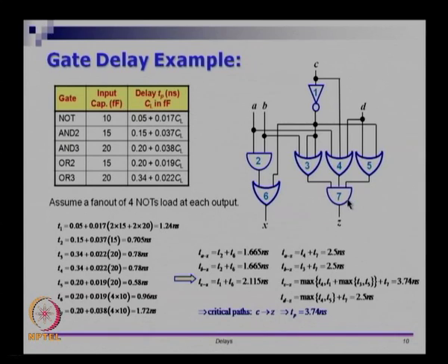If I look at B to Z, B to Z goes through gate number 3 and gate number 7. So I am looking at this here, gate number 3 and gate number 7. Gate number 3 has a delay of 0.78, gate number 7 has a delay of 1.72.